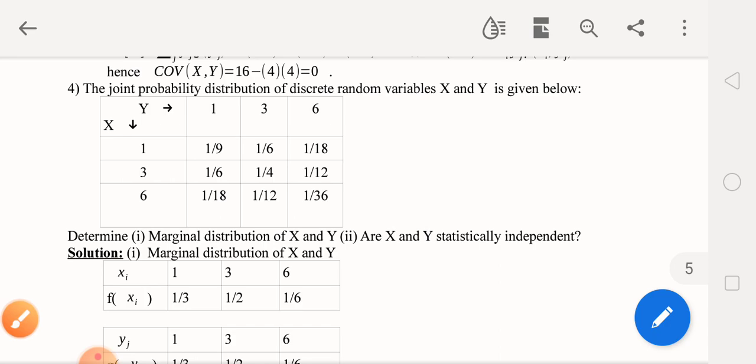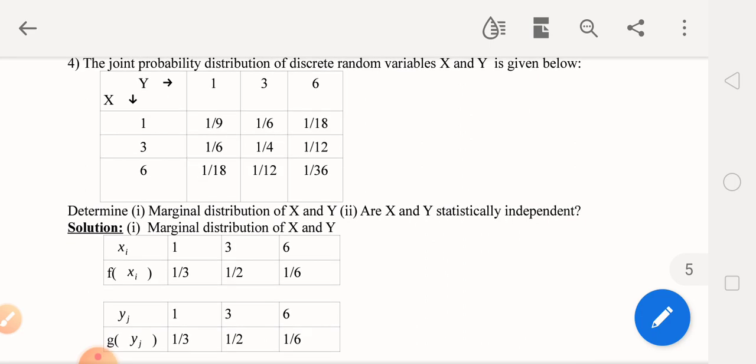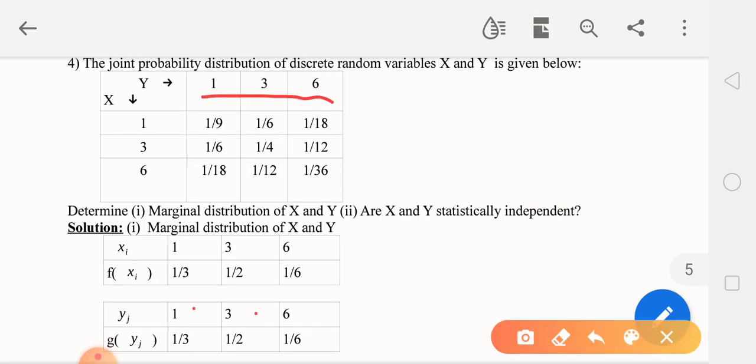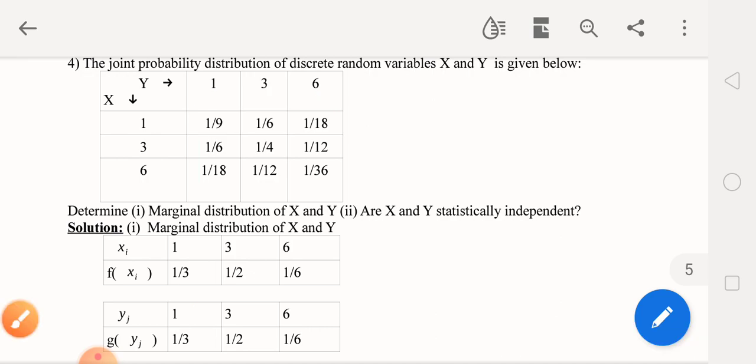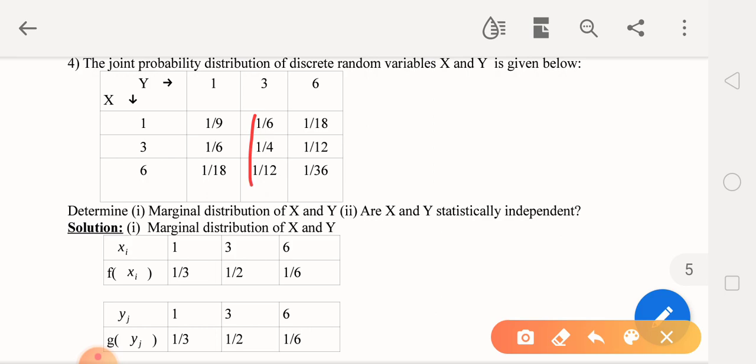We have to consider the marginal distribution of y. Here y values we have 1, 3, 6, and to write their probabilities we have to add the respective column. So below 1, 1 by 9 plus 1 by 6 plus 1 by 18, it is 1 by 3. Below 3, 1 by 6 plus 1 by 4 plus 1 by 12, it is 1 by 2. And below 6, 1 by 18 plus 1 by 12 plus 1 by 36, it is 1 by 6. So we have the marginal distribution of x and y.